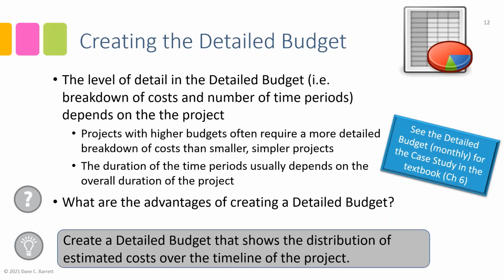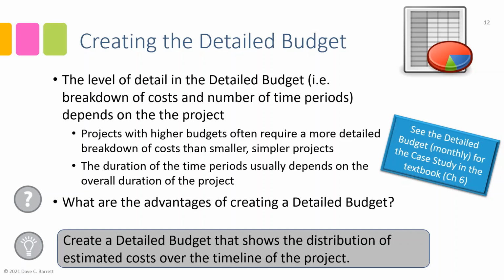Again, the key idea is to create a detailed budget that shows the distribution of estimated costs over the timeline of the project. So if you do these two things, if you develop as accurate cost estimates as you can, and you create a detailed budget as effectively as you can with as much detail and information as you can determine, this will allow you to more effectively manage your project budget throughout the project.